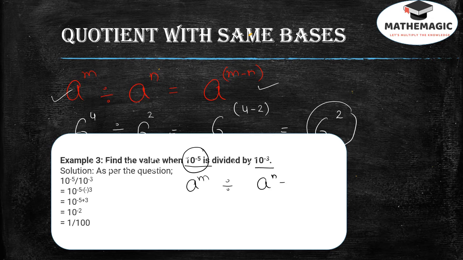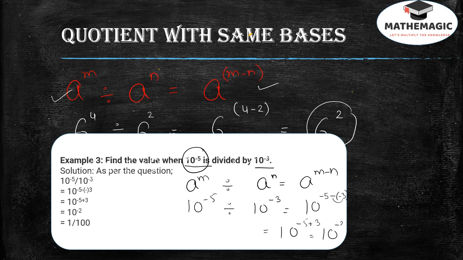And we have to divide it. So the answer should be a raised to the power m minus n, or 10 raised to the power minus 5 divided by 10 raised to the power minus 3 is equal to 10 raised to the power minus 5 minus minus 3. We know that minus minus is plus. So this minus and this minus will give you plus 3. Hence, we will have the answer of 10 raised to the power minus 2. Why minus 2? Because we have a minus 5 and plus 3. We know minus 5 plus 3 is minus 2.